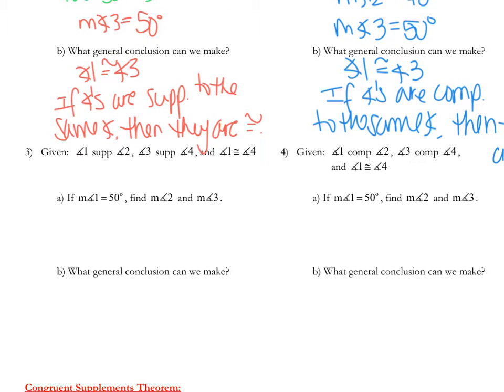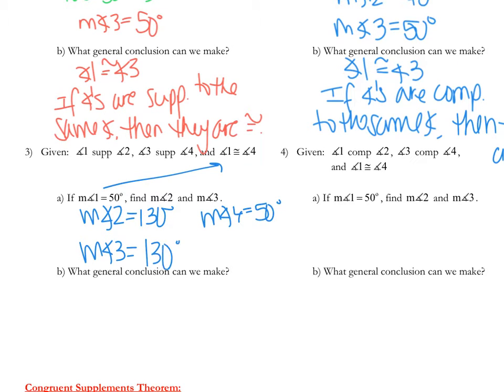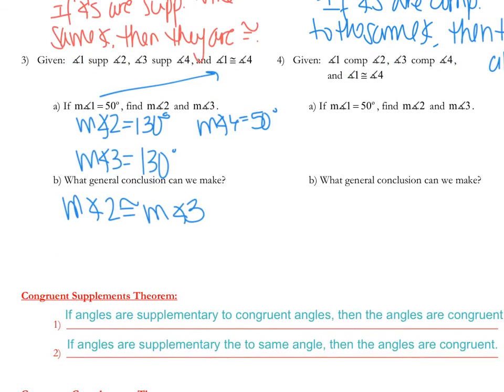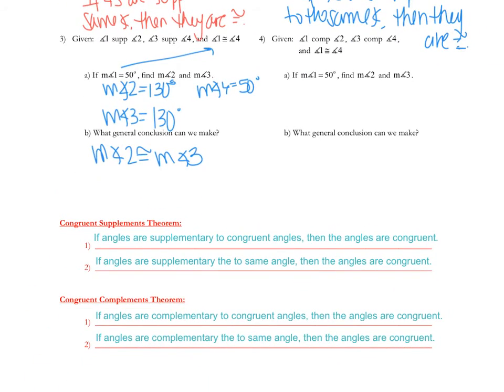So 1 and 2 are supplementary, 3 and 4 are supplementary, and angles 1 and 4 are congruent. So angle 1 is 50, so the measure of angle 2 has to be 130. The measure of angle 4 is 50 since they are congruent, which means the measure of angle 3 is also 130 degrees. So we can say that angle 2 is congruent to angle 3. The reason being is because if angles are supplementary to congruent angles, then the angles are congruent.